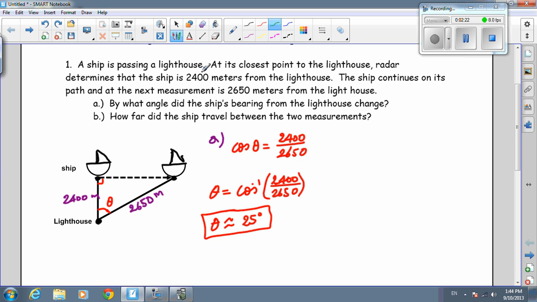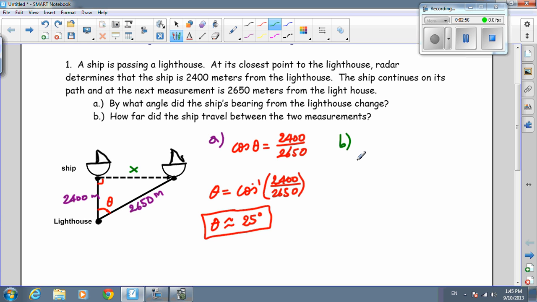Let's go ahead and work with B. B says, how far did the ship travel between the two measurements? In other words, I'm looking for this dotted line. Why not call it X? To find X, I have multiple ways. I can use the Pythagorean theorem, which is by far the easiest one, or I can use either the sine or the tangent of angle theta. But because we kind of approximate angle theta, I'll be reluctant using angle theta again to find a missing side. So let's go ahead and use Pythagorean theorem.